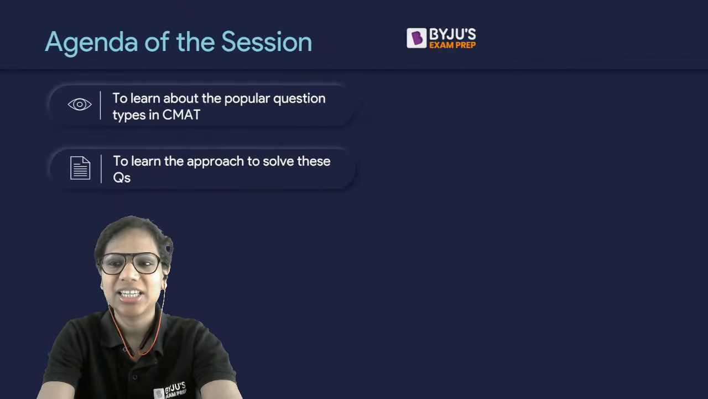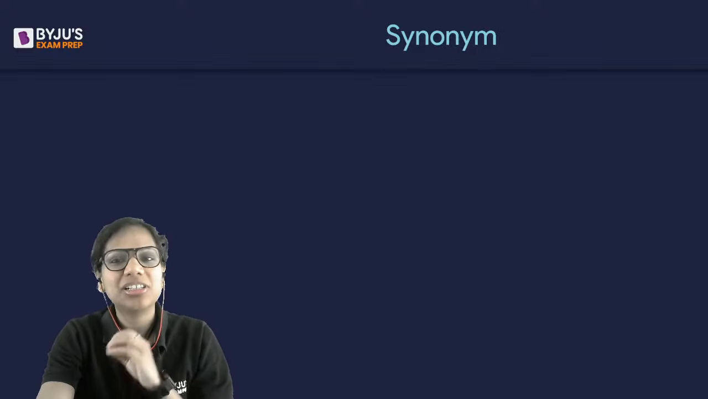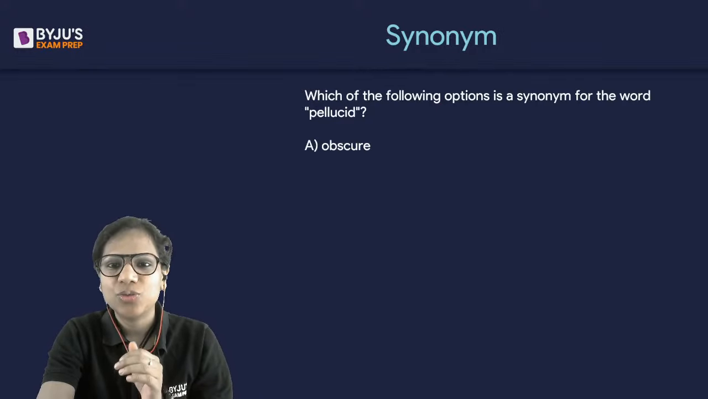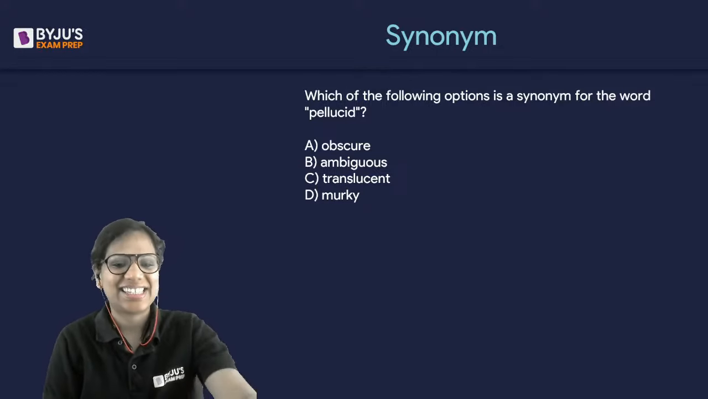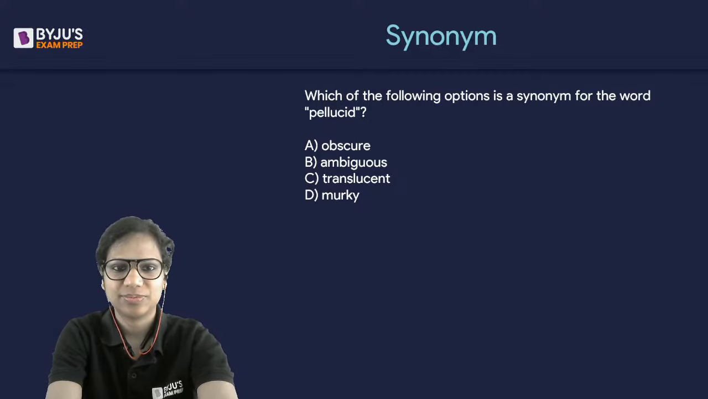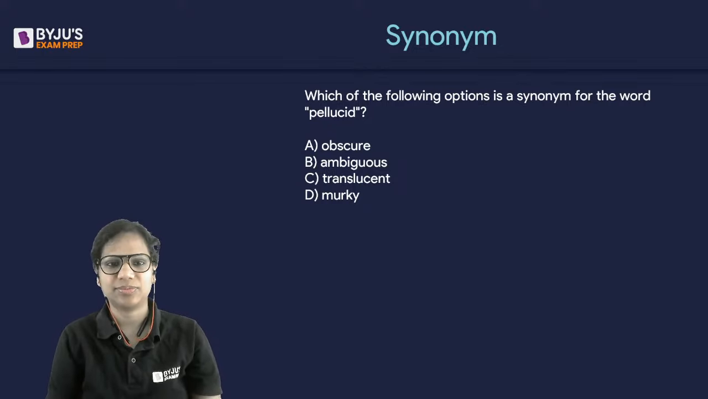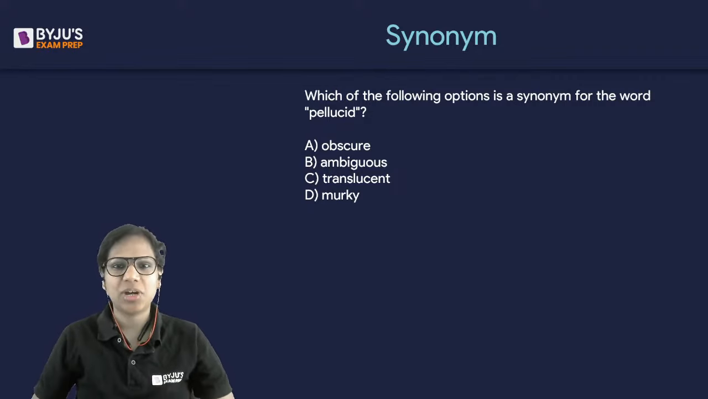All right, so we are all set, and this is the first question, a typical synonym question. Tell me which of the following words is a synonym of the word pellucid. Yes. Let's see who answers the fastest.